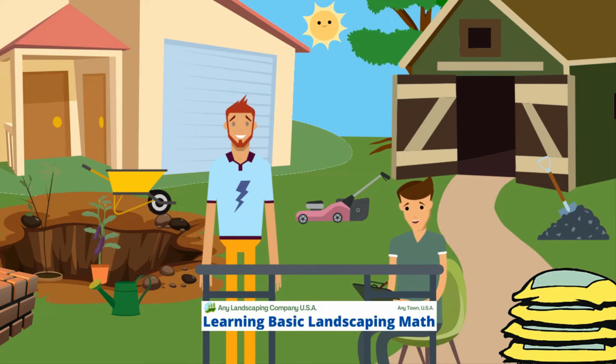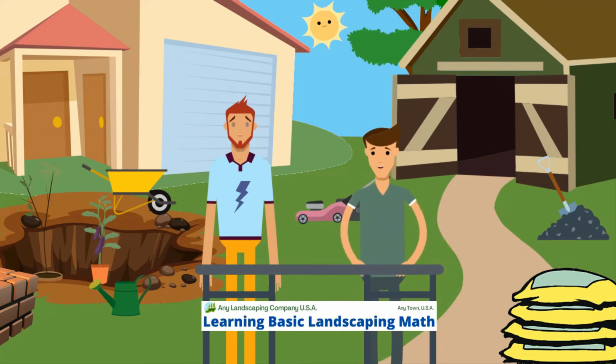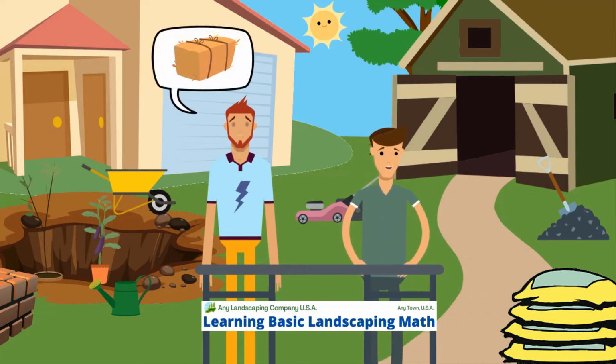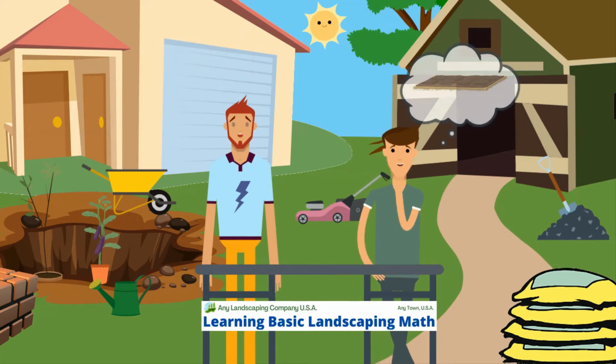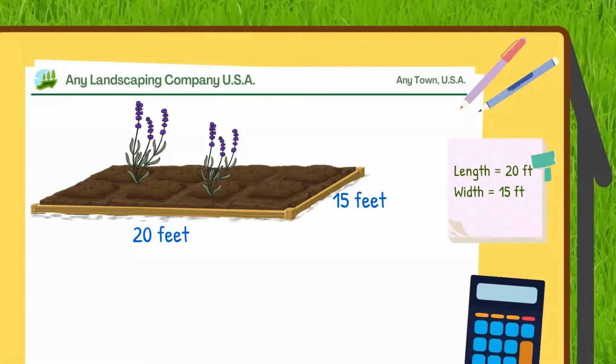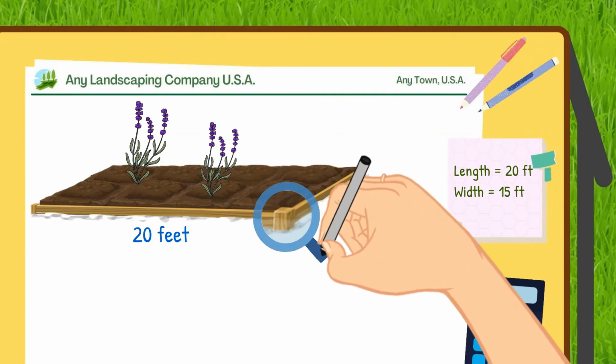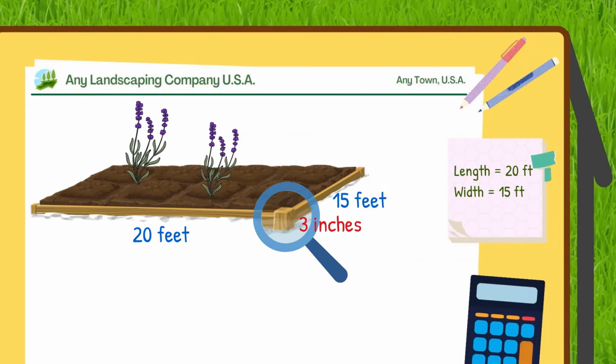No sweat. Now let's find out exactly how many bales of mulch he needs to cover the flower garden with 3 inches of mulch. First, let's find out how much mulch we need by measuring the volume of the flower garden. We have a flower garden with a length of 20 feet and a width of 15 feet, and we are filling it with 3 inches of mulch. That means we have a height or depth of 3 inches.